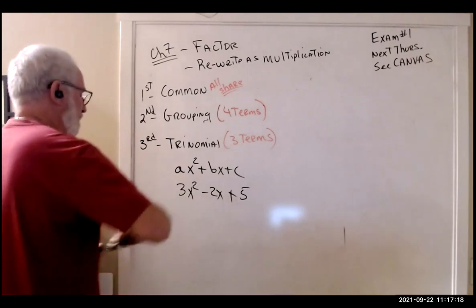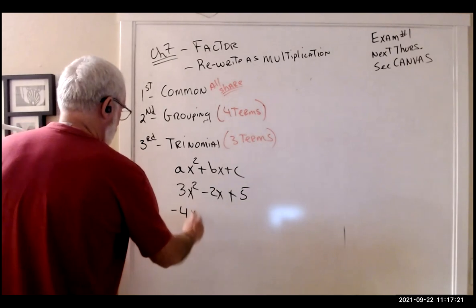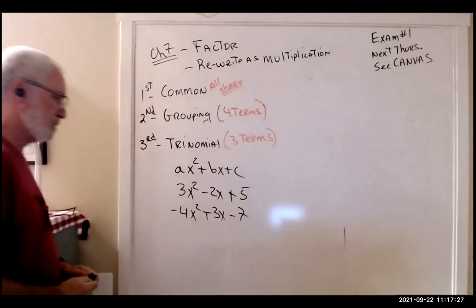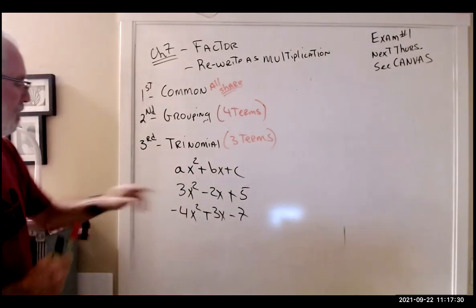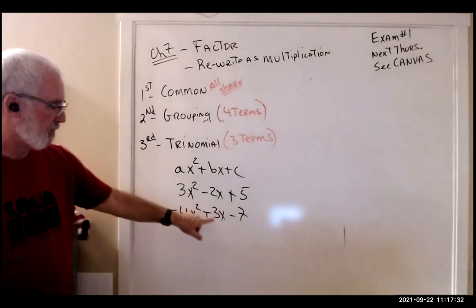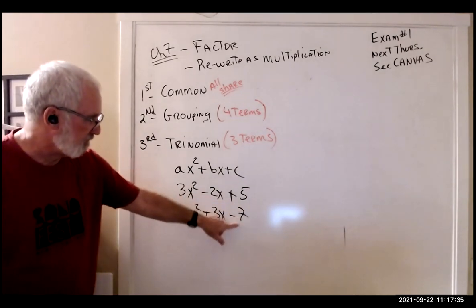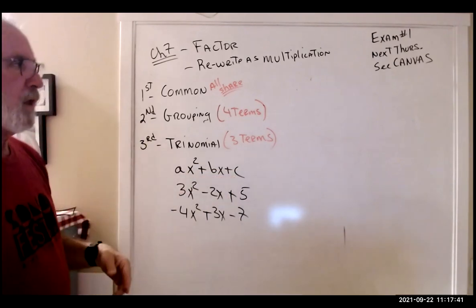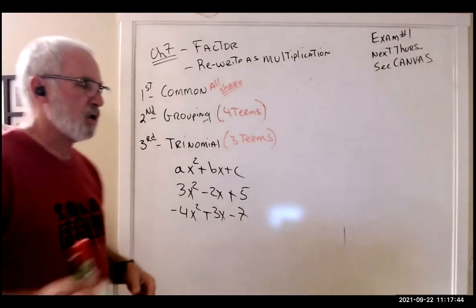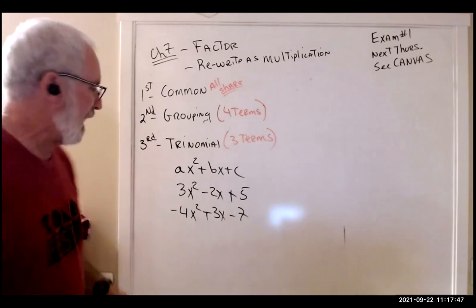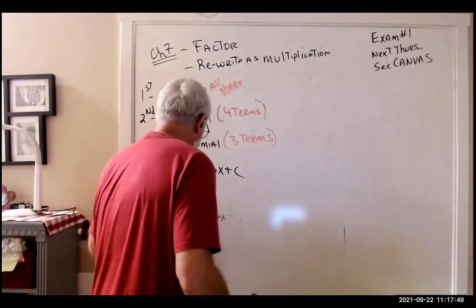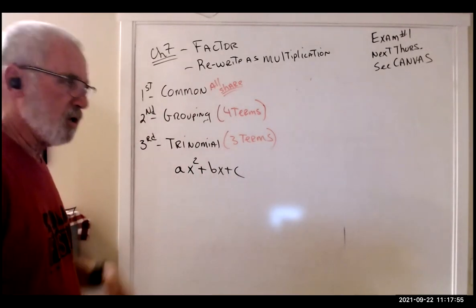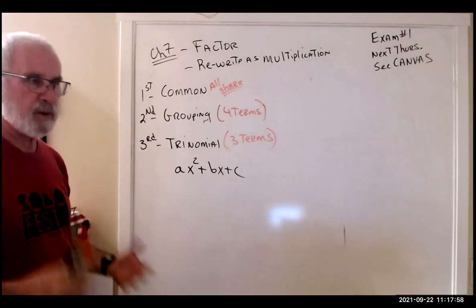Again, we could have -4x squared plus 3x minus 7. -4 is the A, +3 is the B, -7 is the C. That's the A, B, and C. That's going to become important because I'm going to give you what's called an algorithm. An algorithm is a rule that you follow that gets you to the answer. You don't have to understand the rule, you just have to be able to use the rule.